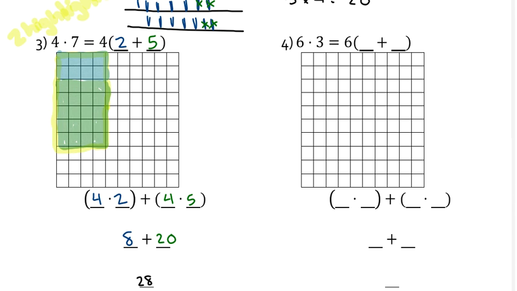Okay, so 6 times 3. I'm going to break up that 3 into 2 parts. So what plus what equals 3? Well, I would say 1 plus 2 equals 3. So 1 plus 2. So I could compare that if I have 6 times 3. That'd be 6 down, 1, 2, 3, 4, 6, and then 3 across. 1, 2, 3, and then up and over. So this is 6 times 3.